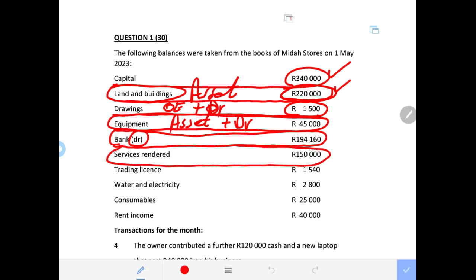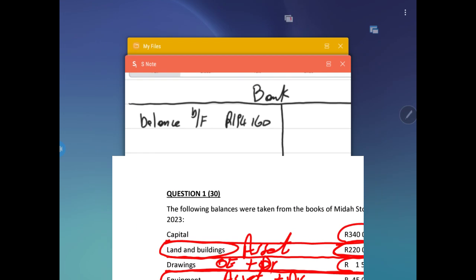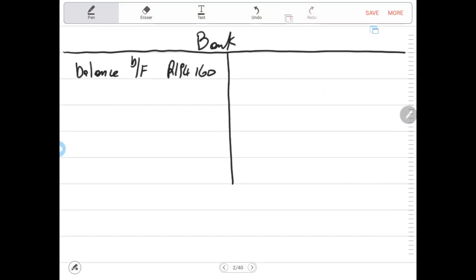Services rendered, opening balance 150,000. We know that services rendered is income, and we know that incomes increase on the credit side. So this opening balance will be recorded on the credit side of the services rendered.